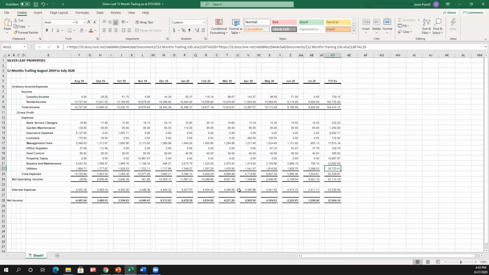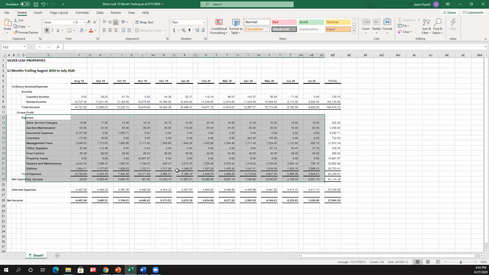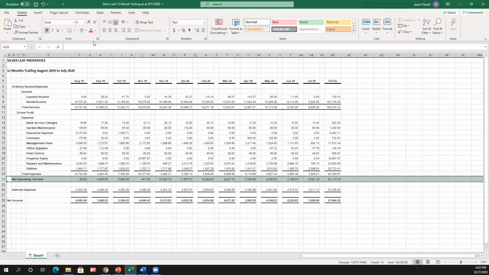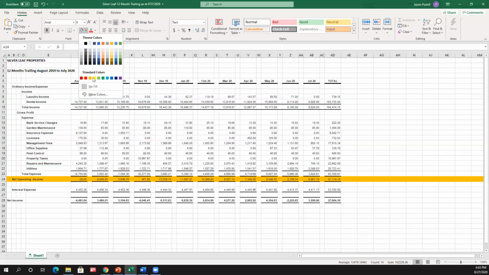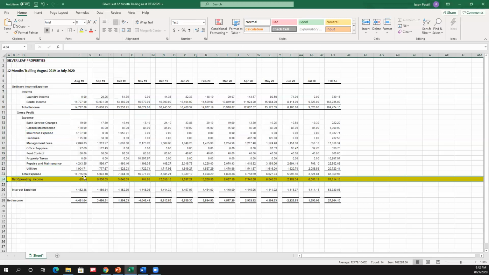So little side note, that's RUBS. You'll hear that term. So once you get all of your income, you subtract all your expenses, okay? And that leaves you right here in yellow, your net operating income, your NOI. All right, so net operating income. That's another acronym you'll see, NOI.